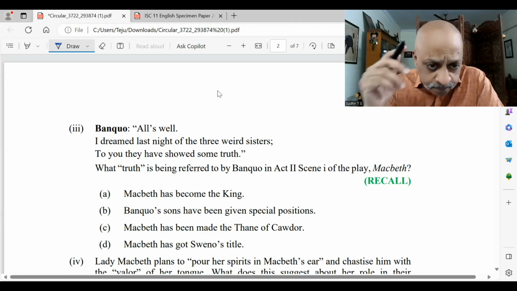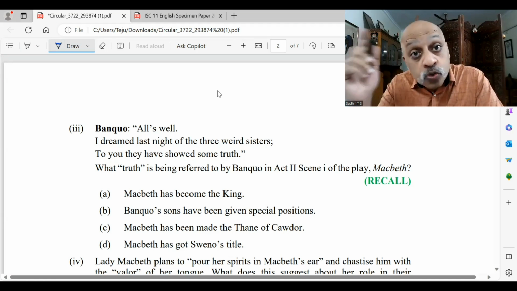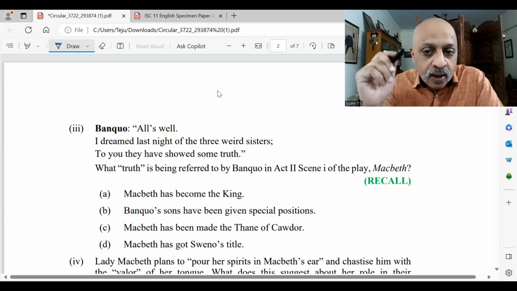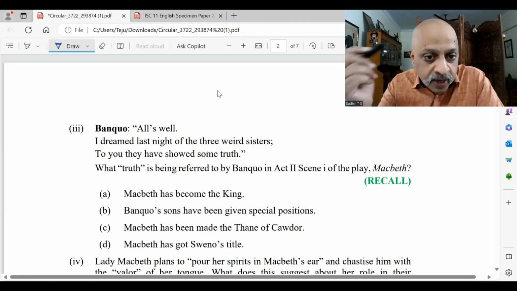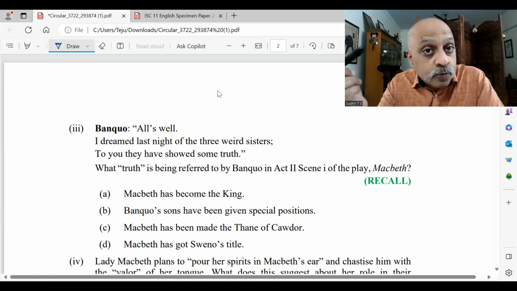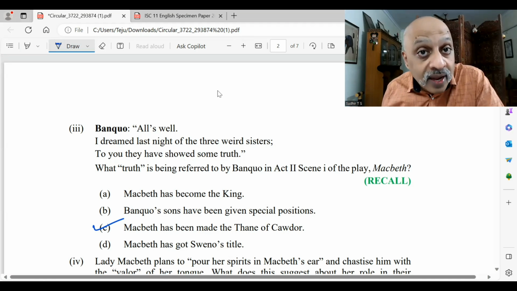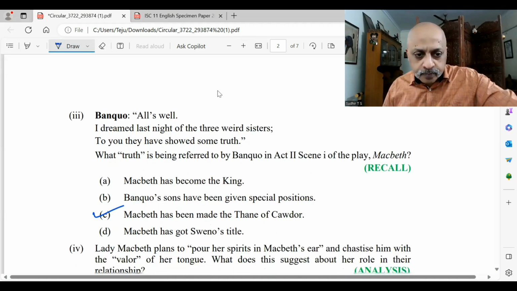So the third question, what truth is being referred to by Banco in Act 2, Scene 1, before the dagger scene of Macbeth? Macbeth has become the king. No, he has not become the king. Banco's sons have been given special positions. No, that's not true. Macbeth has been made the Thane of Cawdor. Yes, that has happened. And Macbeth has got Sweno's title. So the correct one is he has been made the Thane of Cawdor.